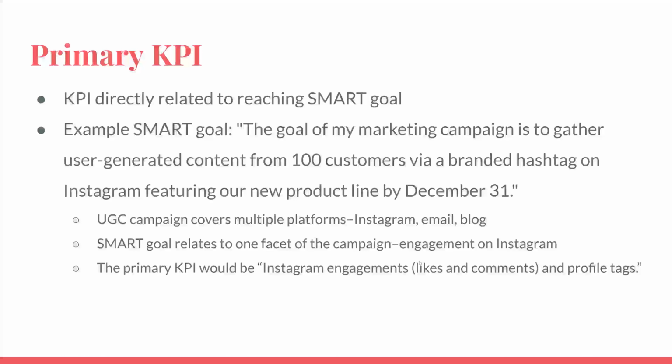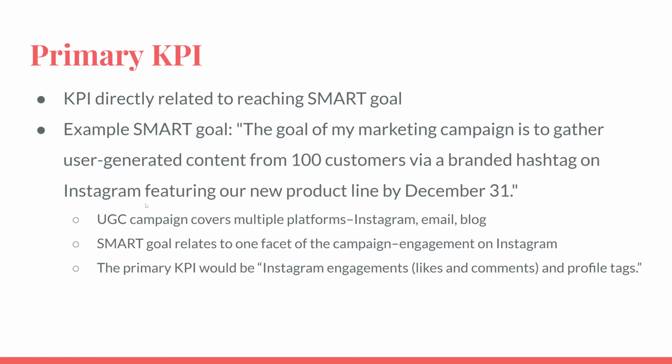Now, you can have primary and secondary KPI. Primary KPI, again, key performance indicators, directly relate to reaching your SMART goal. For example, with the SMART goal, the goal of my marketing campaign is to gather user-generated content from 100 customers via a branded hashtag on Instagram featuring our new product line by December 31st. Well, then this is going to cover multiple platforms like Instagram, emails, blogs. But our SMART goal relates to one facet of the marketing campaign.